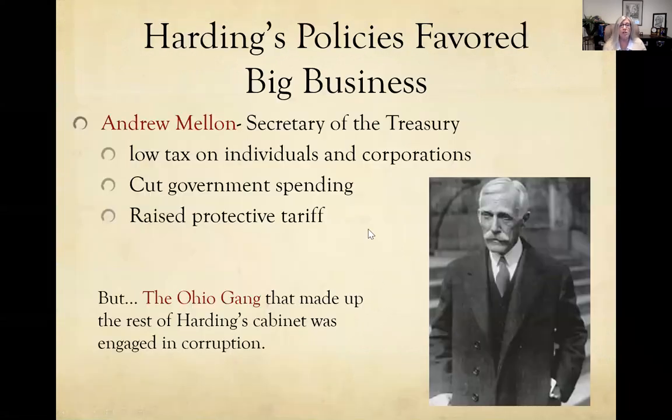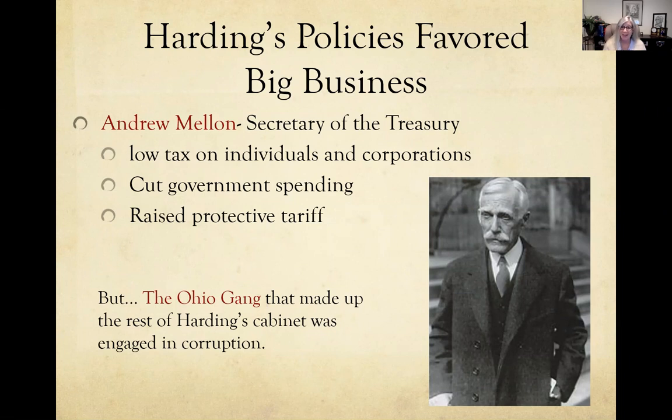And his administration is going to allow big business to once again thrive. And his Secretary of the Treasury is going to be cutting taxes on companies, cutting government spending, raising that tariff once again, all in favor of big business. So we're kind of swinging things back the way they were during the Gilded Age in terms of monetary policy. And production thrives, and the U.S. is exporting more than ever before around the world, and money is flowing. There's prosperity in the United States.